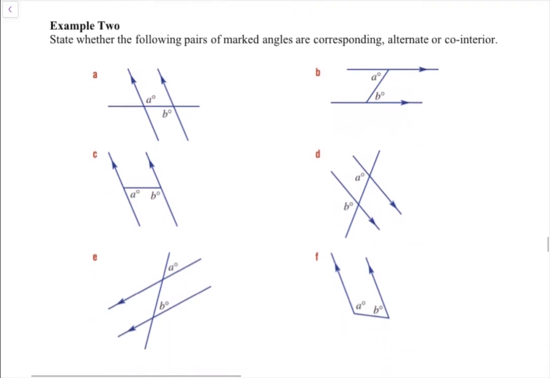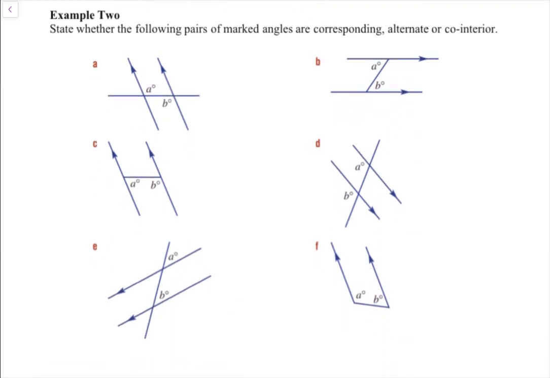Let's go to our second example, and it says state whether the following pairs of marked angles are corresponding, alternate or co-interior. Corresponding would be using the F shape. Alternate, using the Z shape. Co-interior, using the square C shape. Now remember, the shapes could be backwards or upside down or anything.